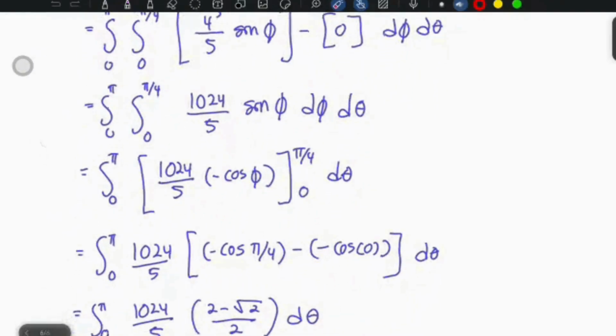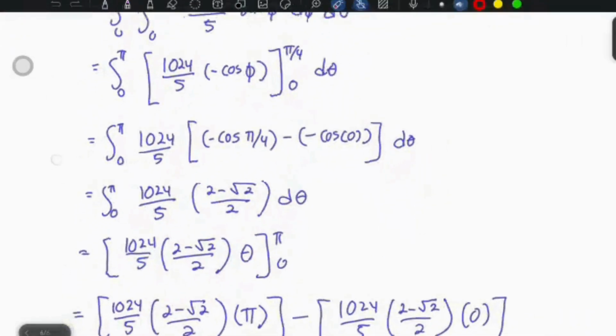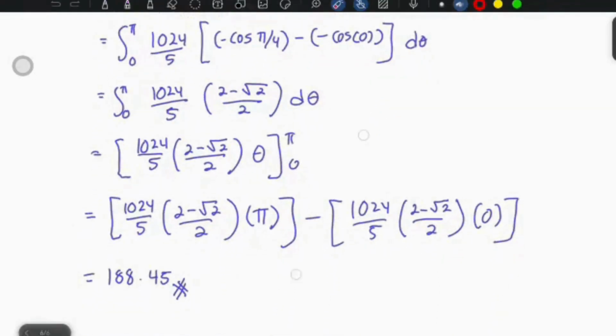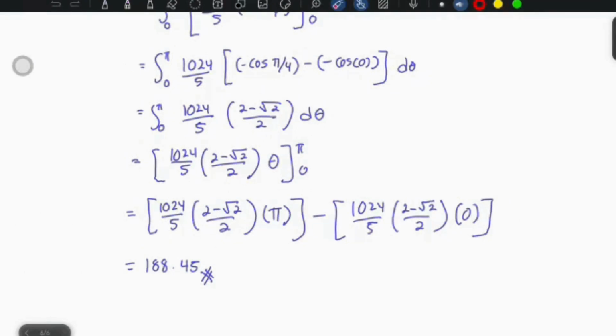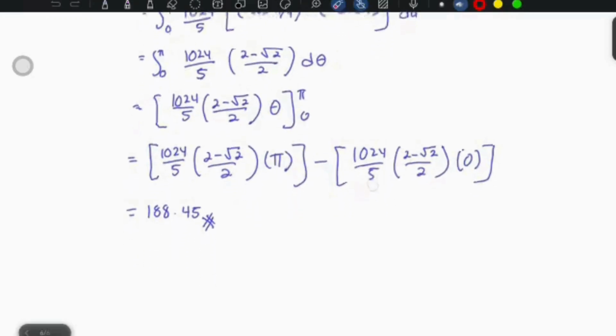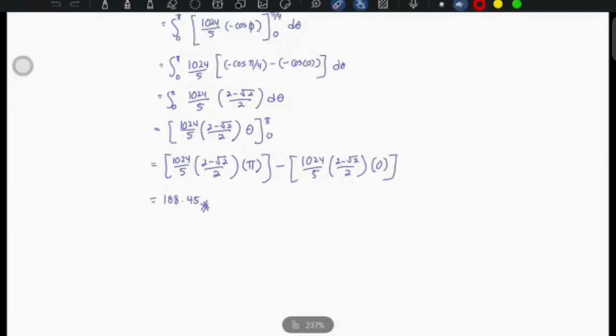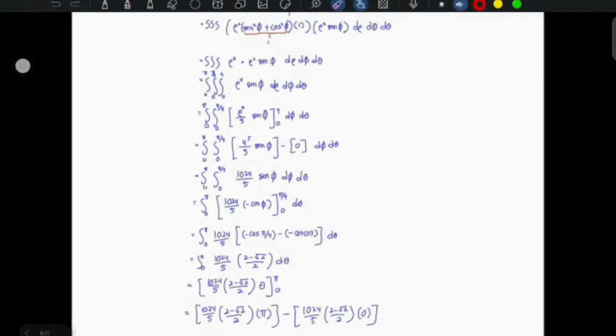After that, we integrate for the phi value, and the answer we get is 1024 over 5 times 2 minus 2 divided by 2, d theta. Finally, we integrate for the theta value, and the final answer is 188.45. Okay, that's all. Thank you.